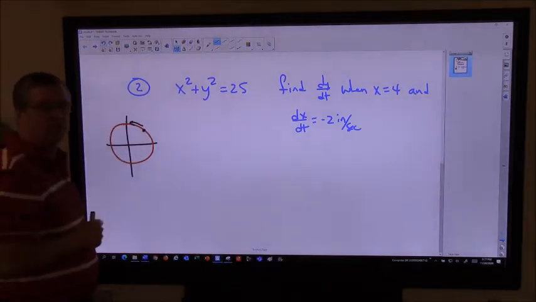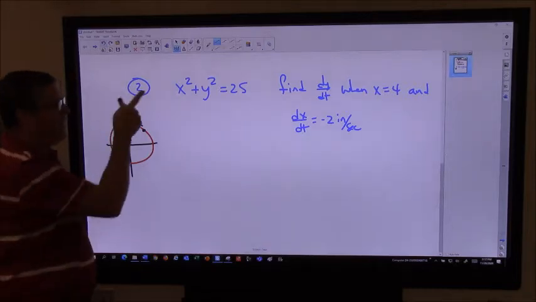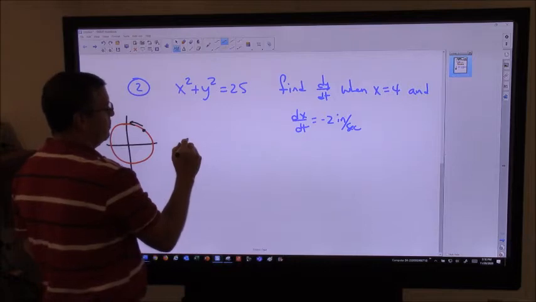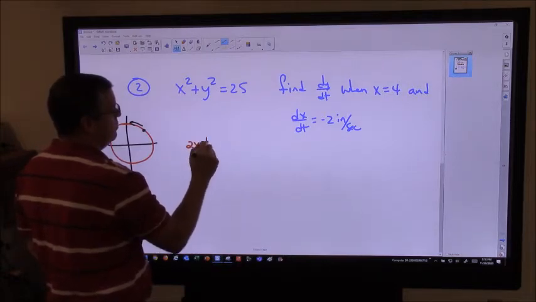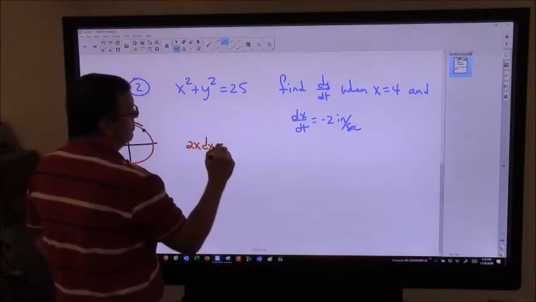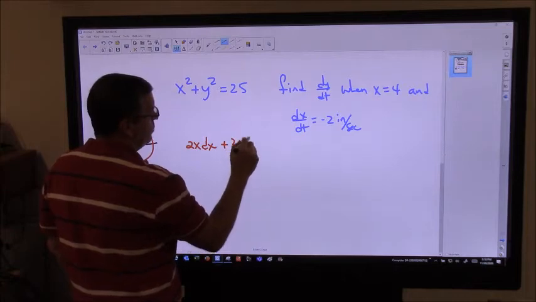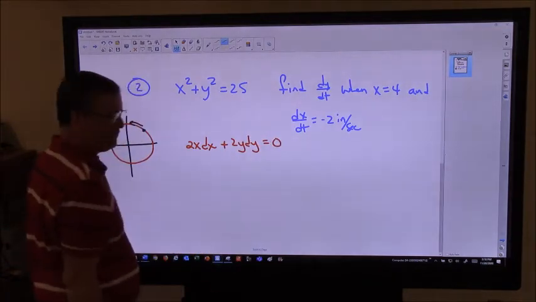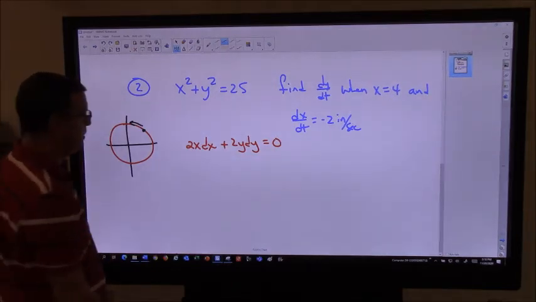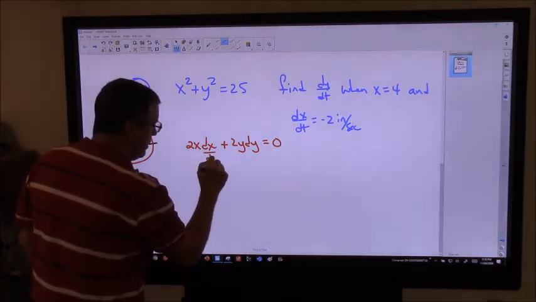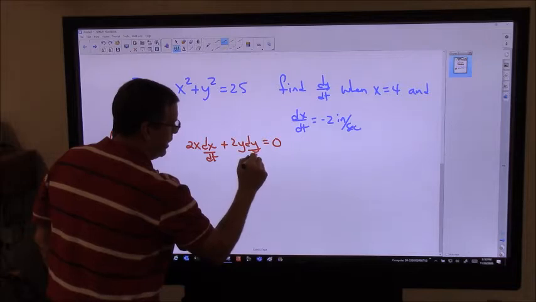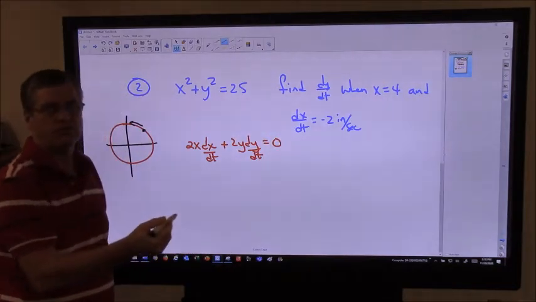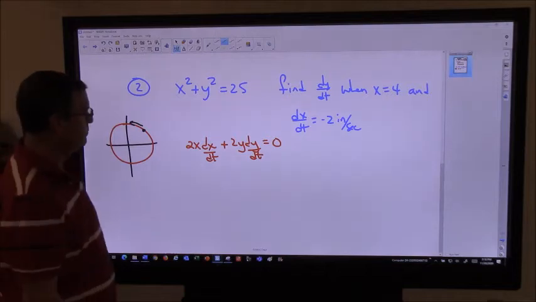Now, even if I didn't understand all that, I could still do this problem. I just need to take the derivative, so that's 2x, and I just took the derivative of x, plus 2y, and I just took the derivative of y, and the derivative of a number is 0. Now divide everything by dt, which really is going to amount to just the dx's and the dy's. If I divide this by dt, I still get 0. 0 divided by anything is 0.